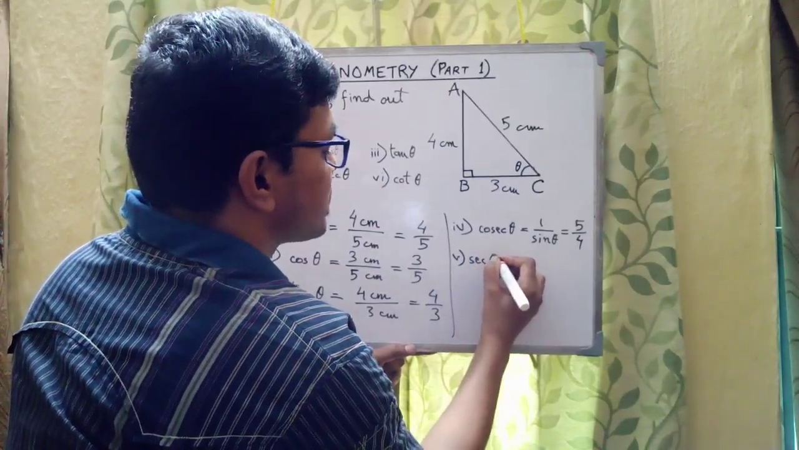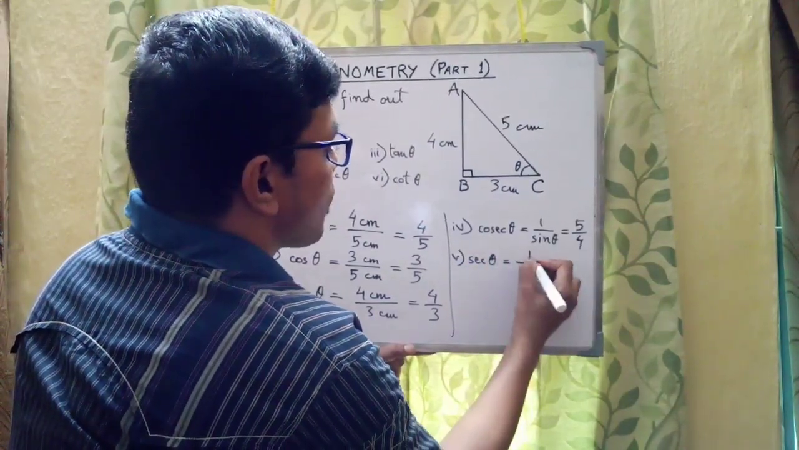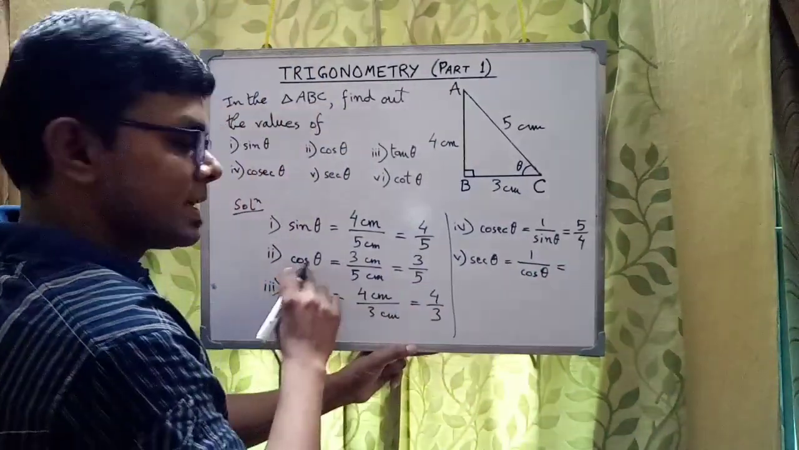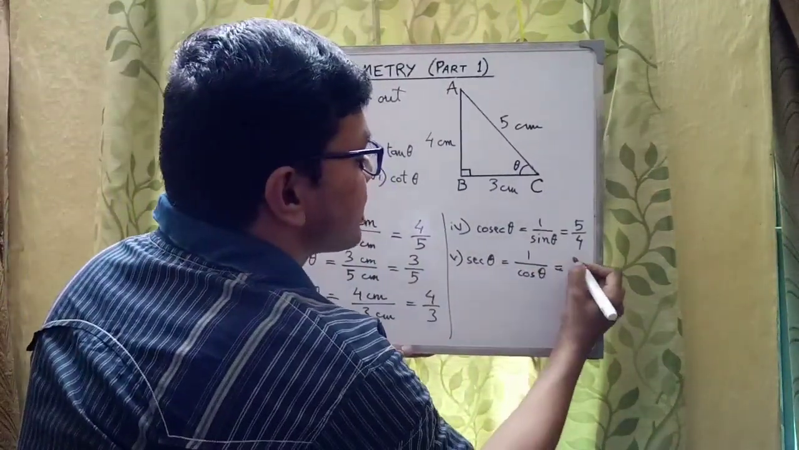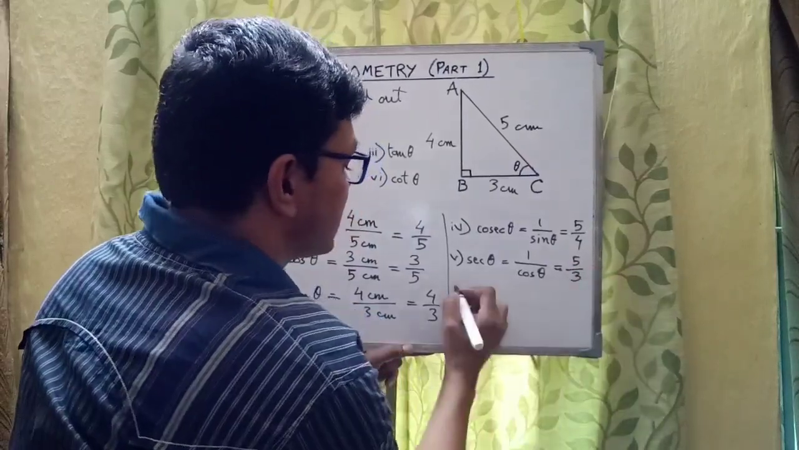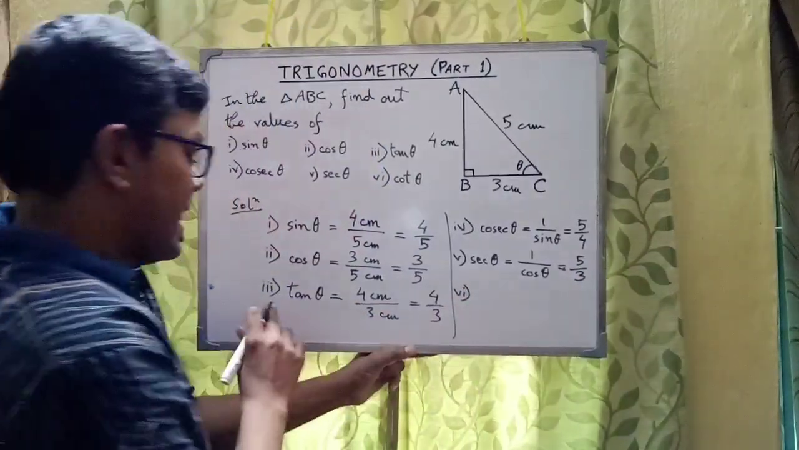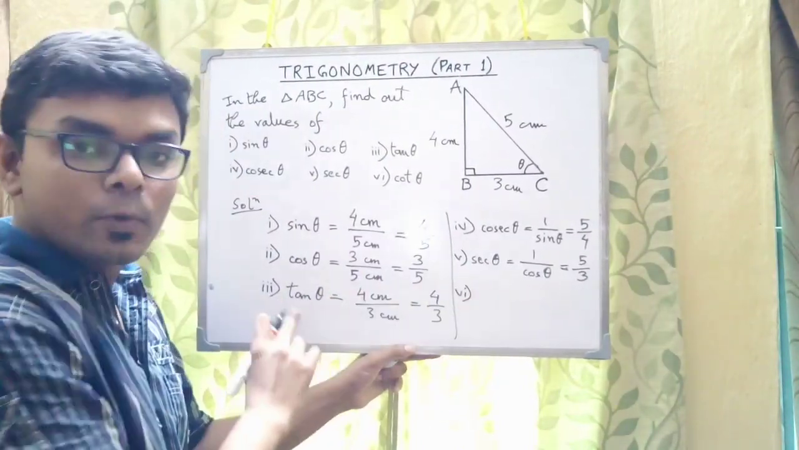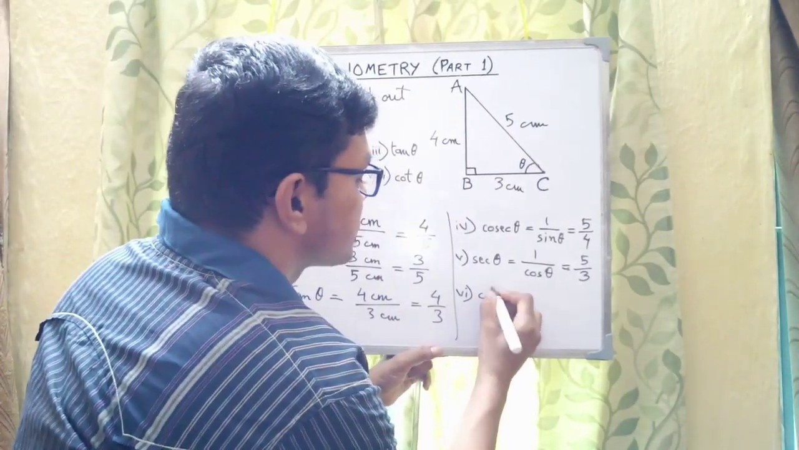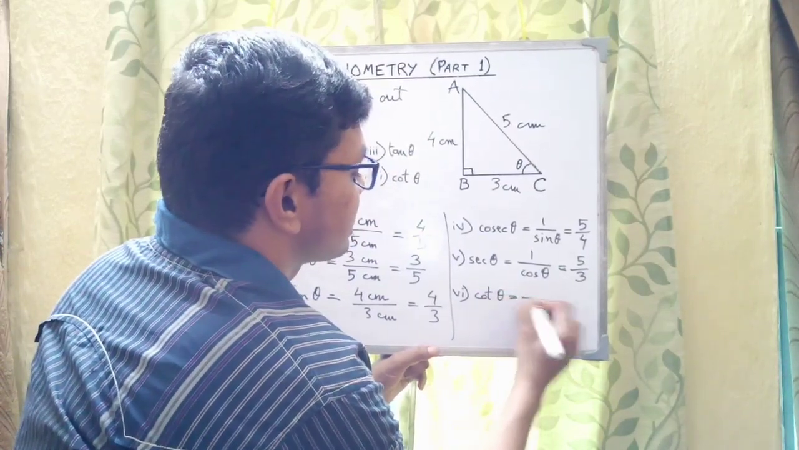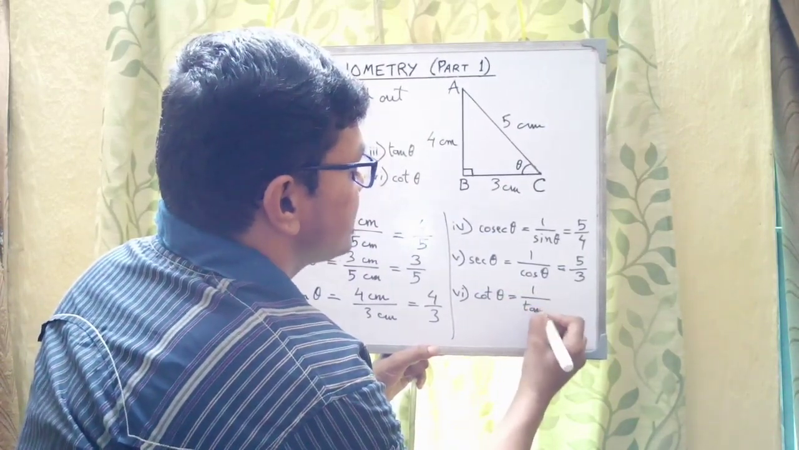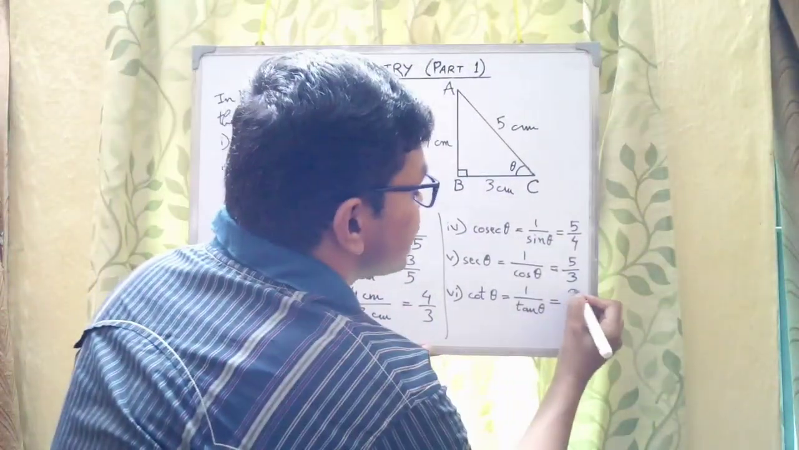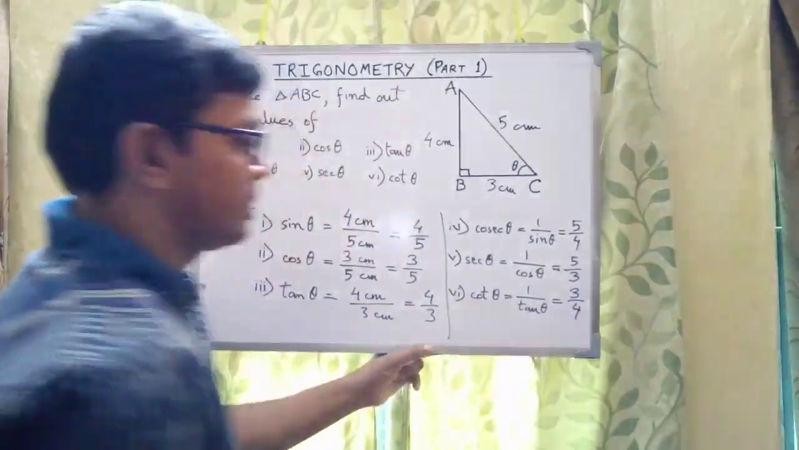Sec theta equals 1 by cos theta. That equals the reciprocal of 3 by 5, that is 5 by 3. And cot theta equals the reciprocal of tan theta. So cot theta equals 1 by tan theta, so the reciprocal of 4 by 3, that is 3 by 4.